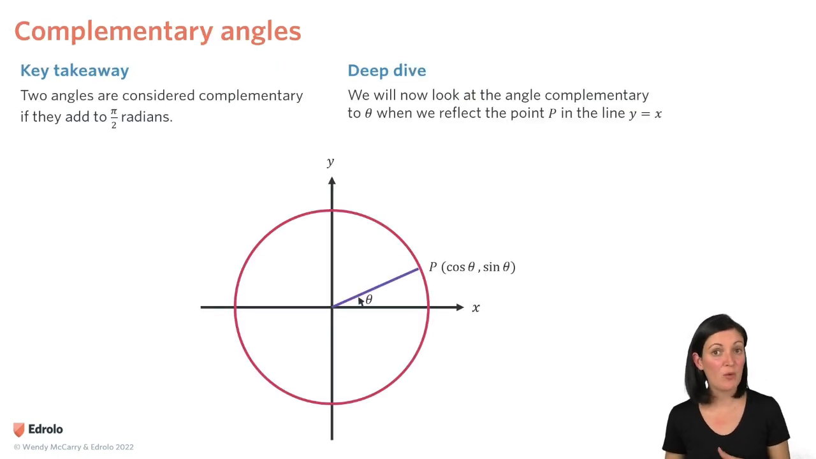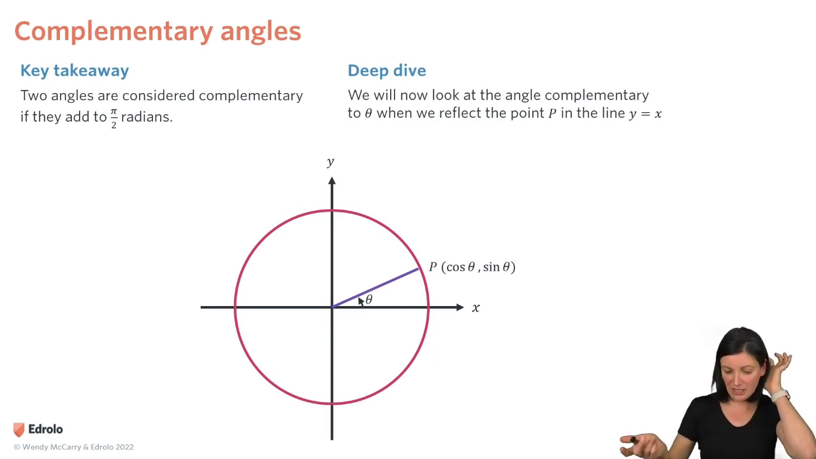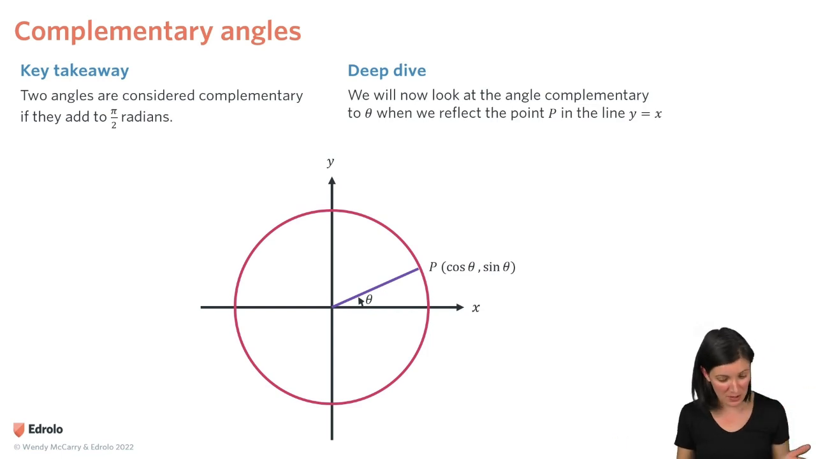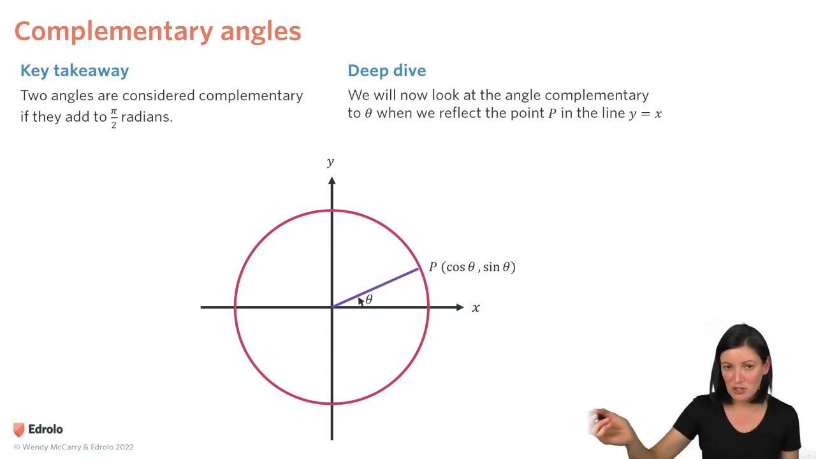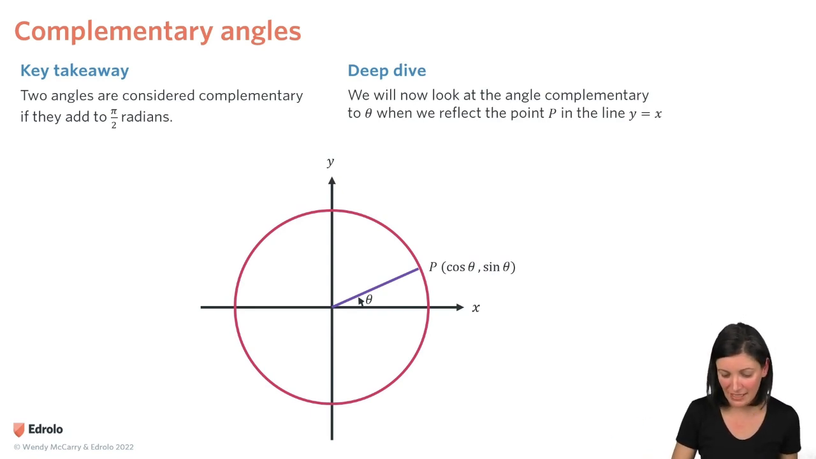Okay, so the first thing that we're going to look at is the relationship between complementary angles. So what is a complementary angle? First of all, complementary angles are angles that add to 90 degrees or pi on 2 radians, okay? So let's have a look at our unit circle again. And what we're going to do for this, to investigate these complementary angles, is we're going to have a look at reflecting our point P.